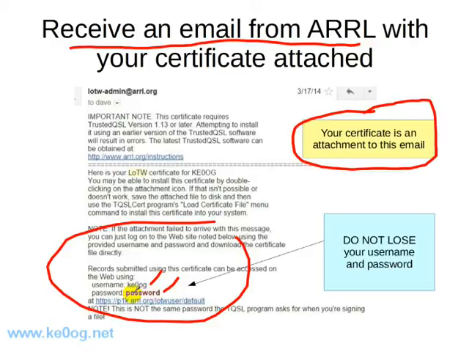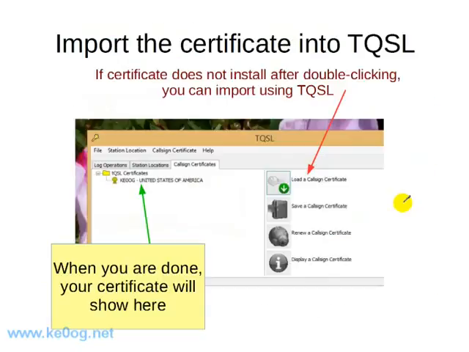This is the password you use for two things. One, to log in to Logbook of the World, you use this password. Okay? Also, whenever you upload something that is certificated, you will have to enter that password again. The password is associated with the certificate. Obviously, do not lose that. Print the email, paste it into your paper log, whatever. Make sure that you do not lose that. Okay? Once you have done that and you've imported the certificate into TQSL, you're done.